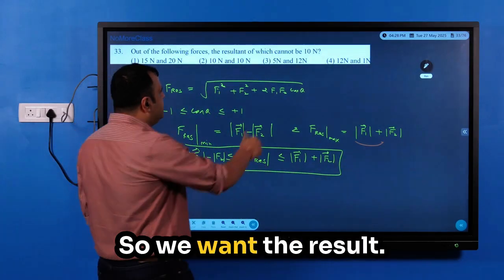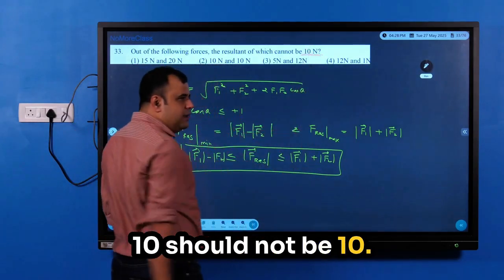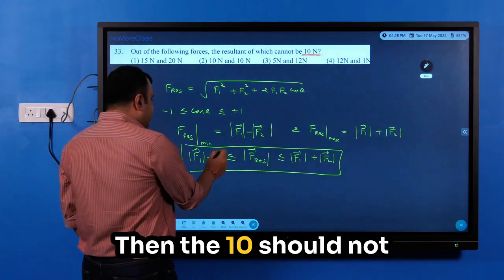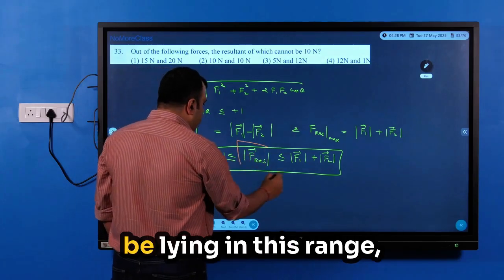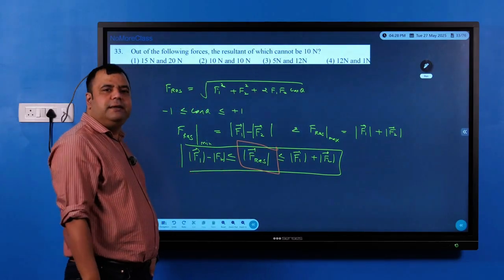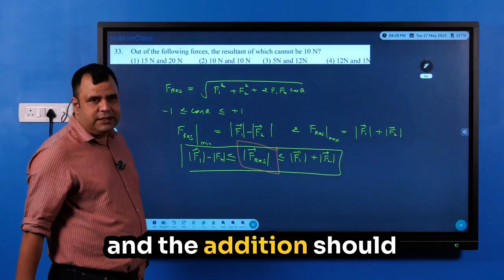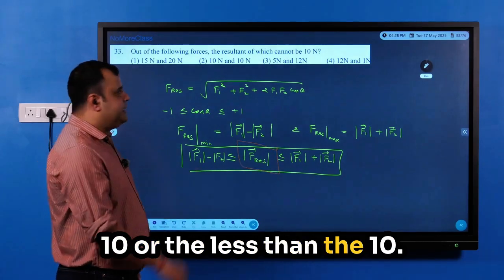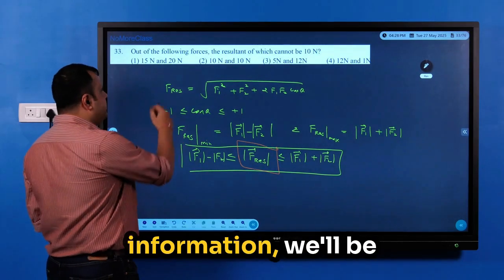So we want the resultant to not be 10. If we don't want the resultant to be 10, then 10 should not lie in this range. Meaning the difference and the addition should be either both more than 10 or both less than 10. Now based upon this information, we'll be checking.